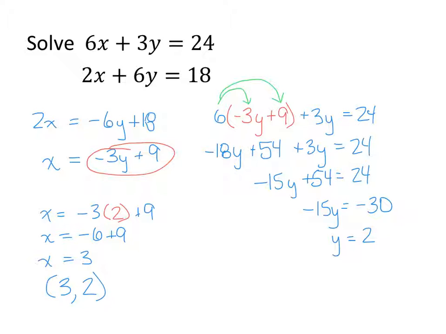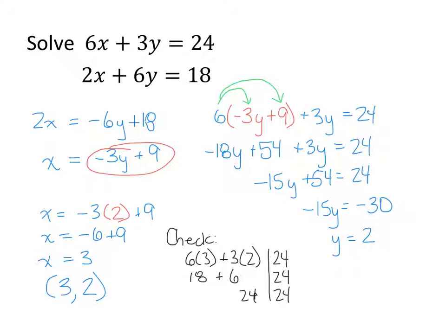Before we leave this question, we should do a check. My last solving involved this equation, the x equals negative 3y adding 9, and that was based on the bottom piece. So I'm going to use the top piece to do my check. When I take a look at 6 groups of x, adding 3 groups of y, that turns into 18 adding 6, which is actually 24. My check shows me that my solution is correct.